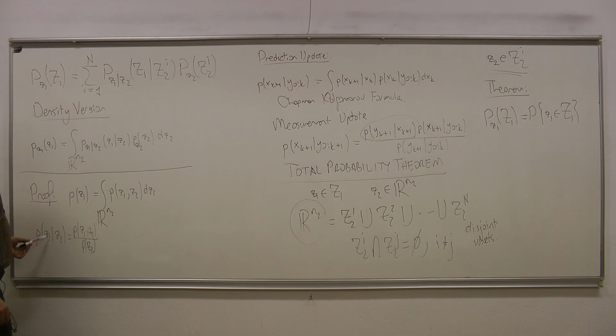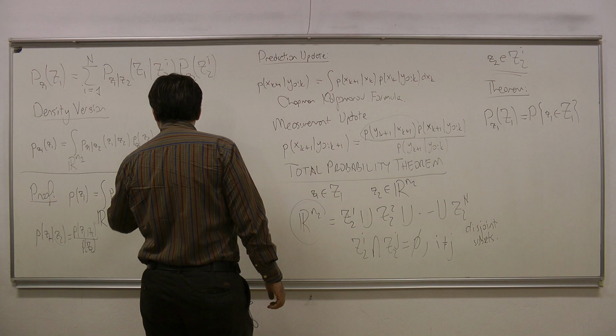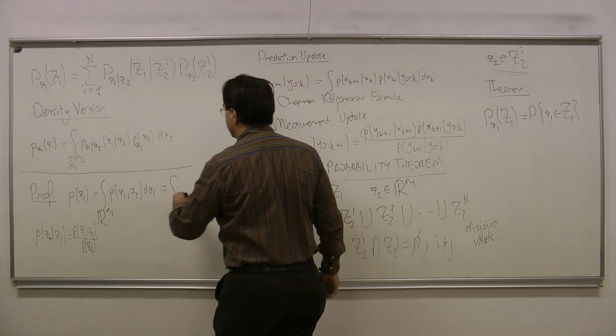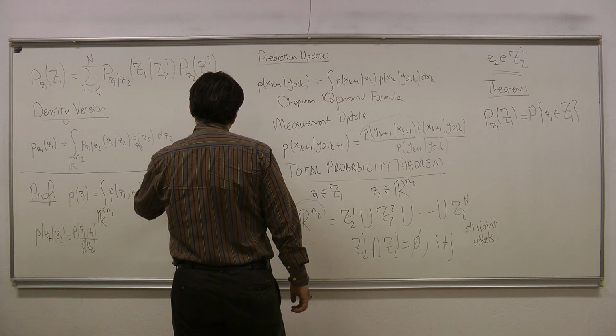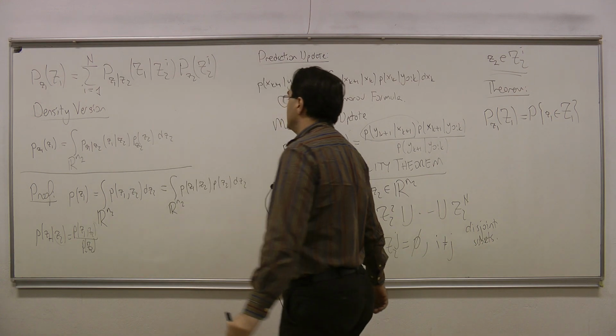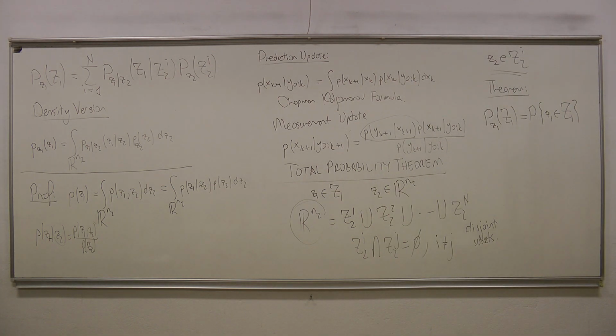So the density function of Z1 given Z2 is the joint distribution divided by the marginal distribution of the conditioning variable. As a result, the joint distribution can be written as the multiplication of the conditional distribution times the marginal distribution of the conditioning variable. So instead of PZ1, Z2 here, I can write this conditional distribution times PZ2. Over Rn2, I can write here PZ1 given Z2, PZ2, dZ2. But this is nothing but this density version here.